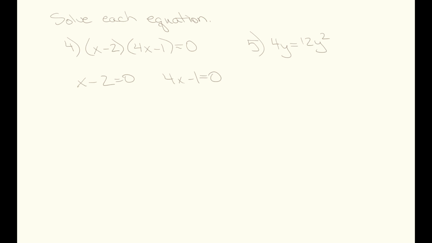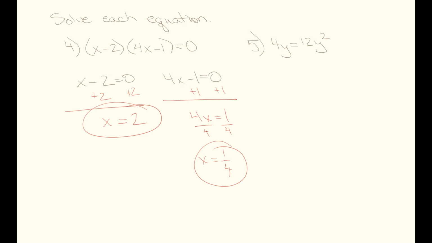and you solve for x. So right here, we would add the 2 to both sides, and you would get x equals 2. Over here, we would add the 1. So I would get 4x equals 1. And then divide by 4, and I would get x equals 1/4. So x equals 2 and x equals 1/4 are both the answers for number 4. I'm going to make a little division here.